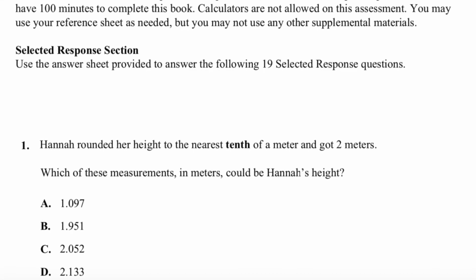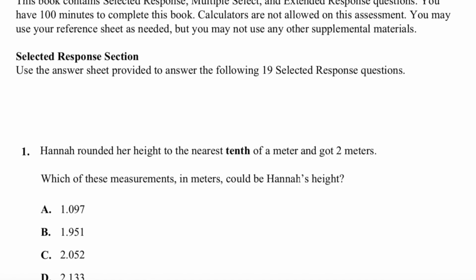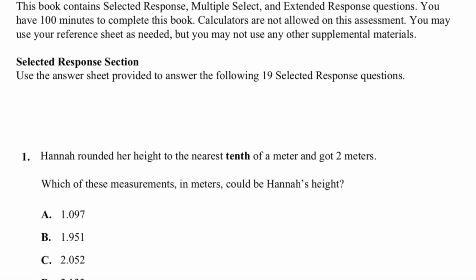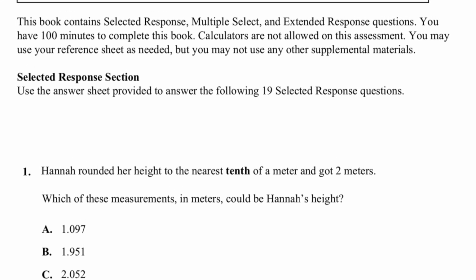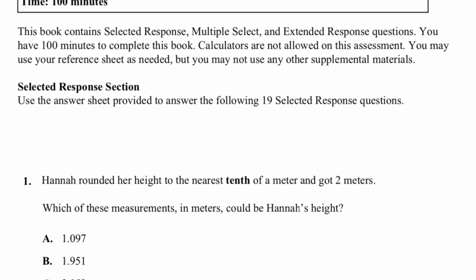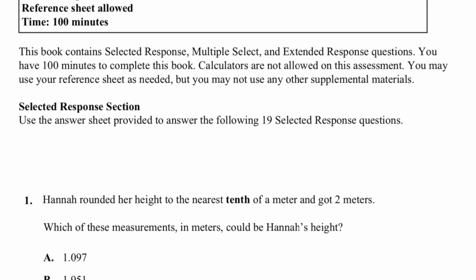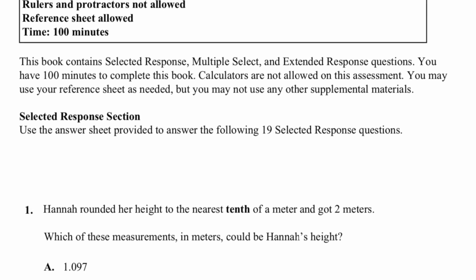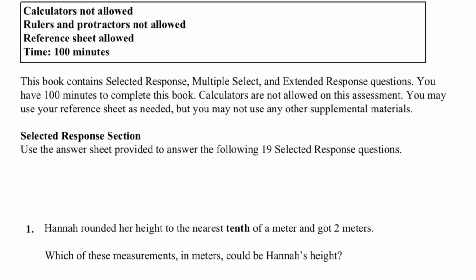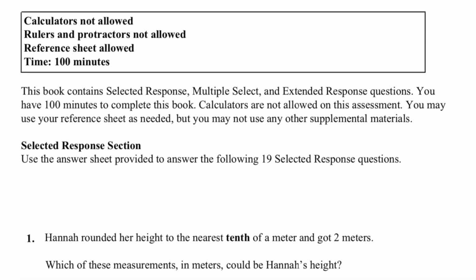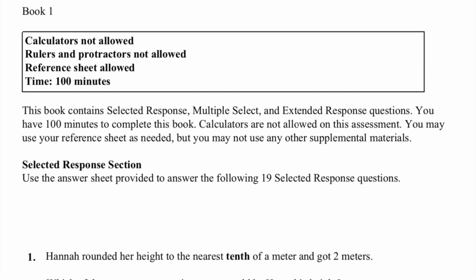Book 1. Calculators not allowed. Rulers and protractors not allowed. Reference sheet allowed. Time: 100 minutes. This book contains selected response, multiple select, and extended response questions. You have 100 minutes to complete this book. Calculators are not allowed on this assessment. You may use your reference sheet as needed, but you may not use any other supplemental materials. Selected response section. Use the answer sheet provided to answer the following 19 selected response questions.